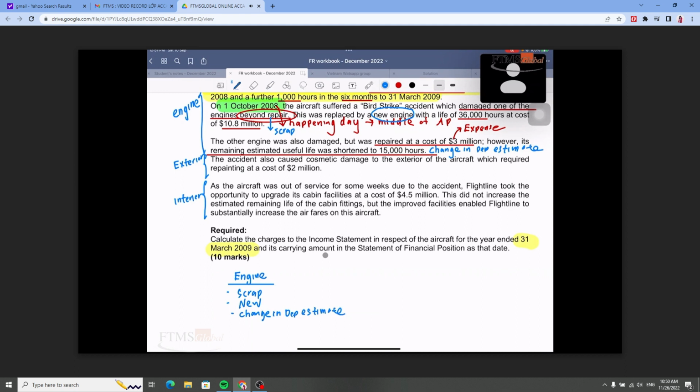Okay, so 3 workings for engine. No problem. Okay, so that's engine. Then next, continue reading. The accident also caused cosmetic damage to the exterior, which require a repainting, right? So repainting at a cost of 2 million. So this part is talking about exterior now. So exterior, you have a repainting. So repainting, you need to ask yourself, is there any improvement or no improvement? Right, so the question never state anything, right? So this one must be no improvement. So no improvement, you should expense off.